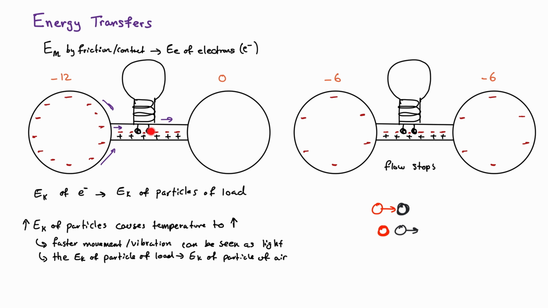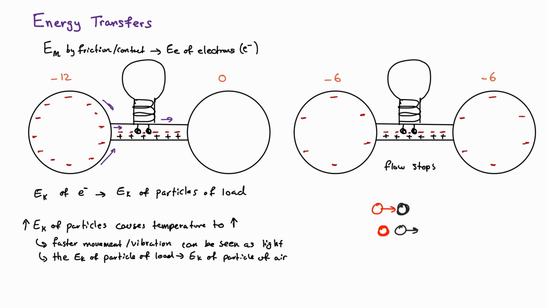And as these particles start vibrating more and more, maybe later on you will learn that the kinetic energy of the particle is proportional to the temperature of the object. So as that kinetic energy of the particles increases, it causes the temperature of the light bulb to increase. This means you get faster movement or vibration, and as the charges in the light bulb move faster, they start accelerating more, and you can see that as a form of light and other forms of energy, and you can also feel that as heat.